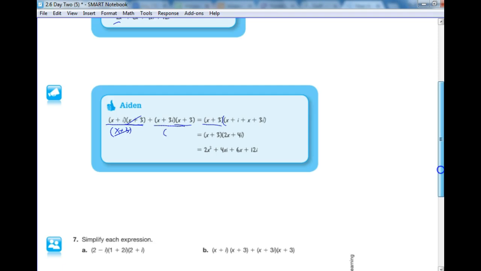Did the same thing here. Gone, left with the x + 3i. Now, inside the second set of parentheses, you're able to combine like terms. And then you're multiplying two binomials to get a polynomial in this case.